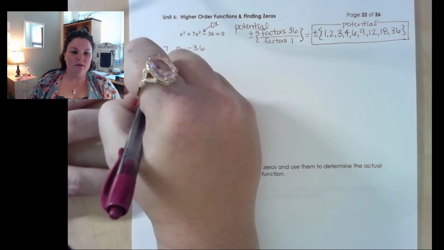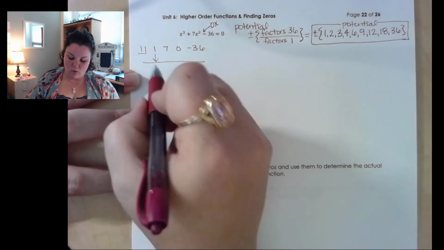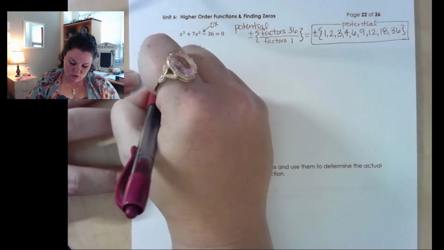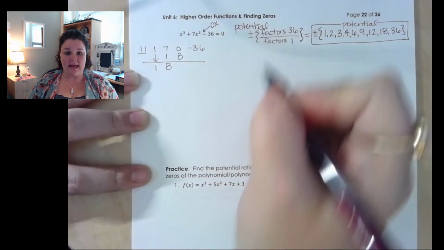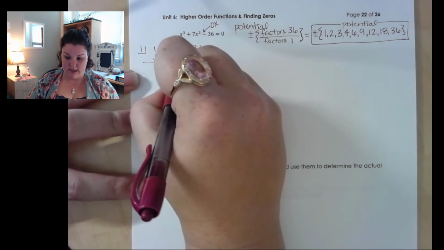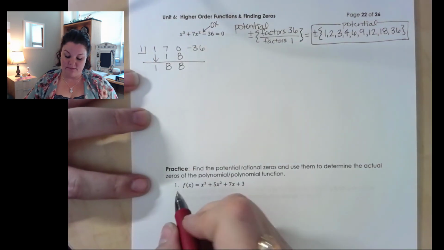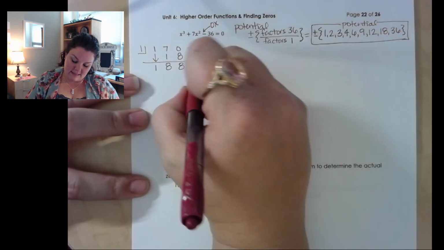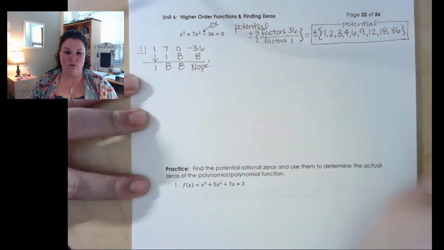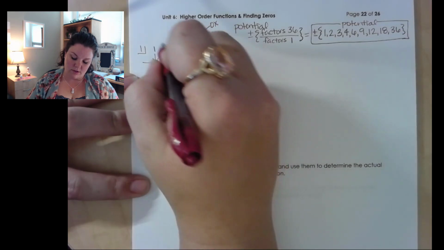Okay, so I bring down my 1. 1 times the 1 in my box is 1, which combines to 8. 8 times the 1 in my box is 8, which combines to 8. 8 times the 1 in my box is 8 again, and negative 36 and 8 is not going to give me a 0 remainder. So 1 doesn't work.